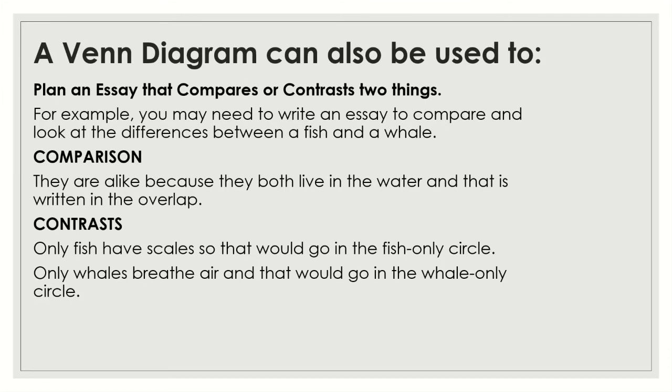They are alike because they both live in the water, and that is written in the overlap. Contrast. Only fish have scales, so that would go in the fish-only circle. Only whales breathe air, and that would go in the whale-only circle. Let's look at how it would be drawn on a Venn diagram.